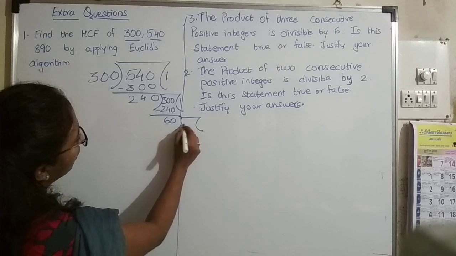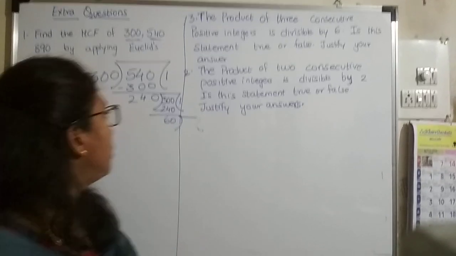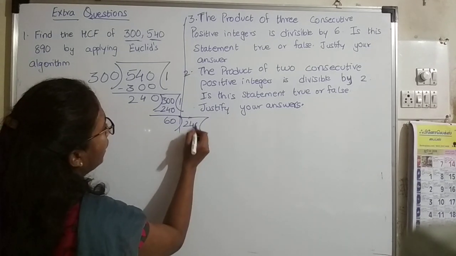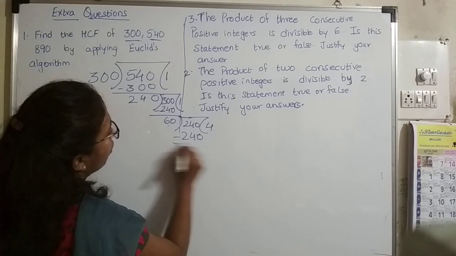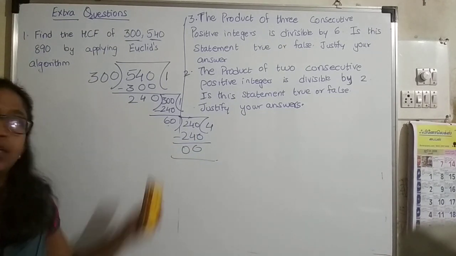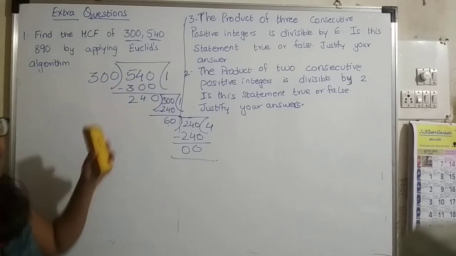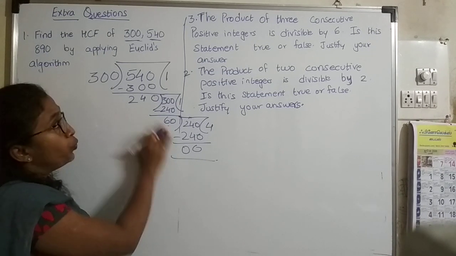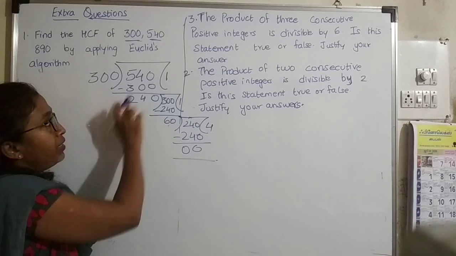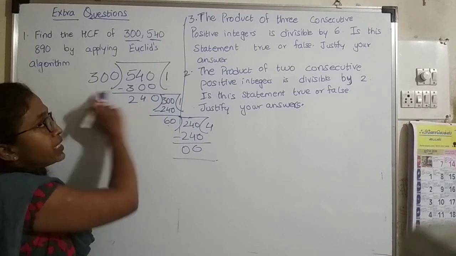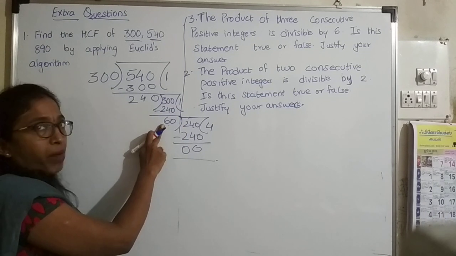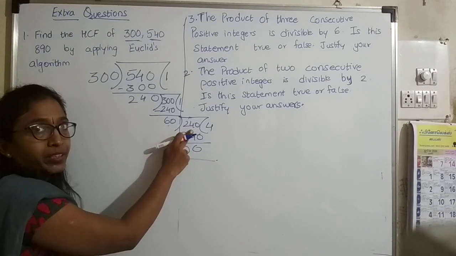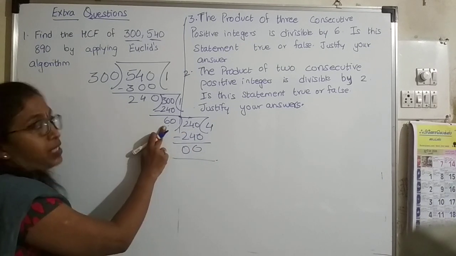Then again, 240 and 4 times 60 is 240. So we very easily got the HCF of 540 and 300, that is 60, because 60, the last divisor, is the HCF of the two numbers. I went very fast, but we just divided: the remainder becomes the divisor and the divisor becomes the dividend. Here we got the remainder 60, and that remainder becomes the divisor, and so we got the HCF of two numbers as 60.